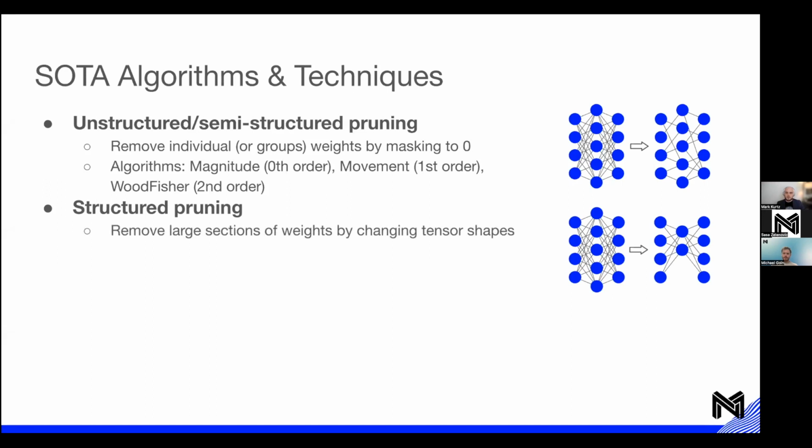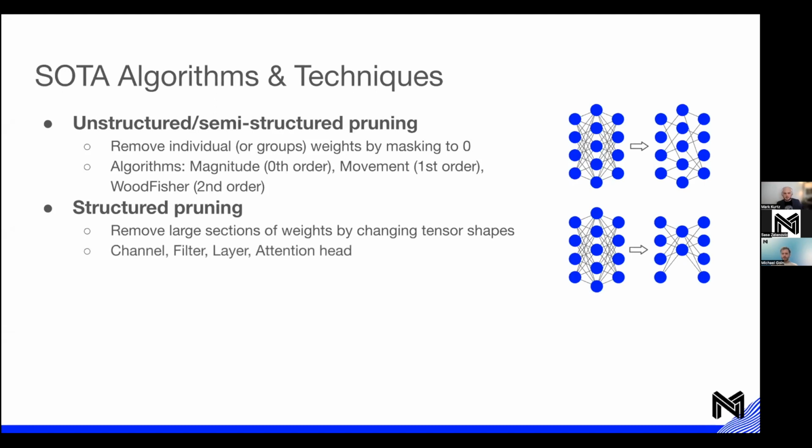And then we have structured pruning. So this is where we're removing large sections of the weights by actually changing the tensor shape. So instead of masking with zeros, we're going to come in and remove channels, for example, for this fully connected network. So we remove 3 of the channels in that middle layer, right? And that's removing whole groups of these weight connections at a time. And that does end up changing the tensor shape.